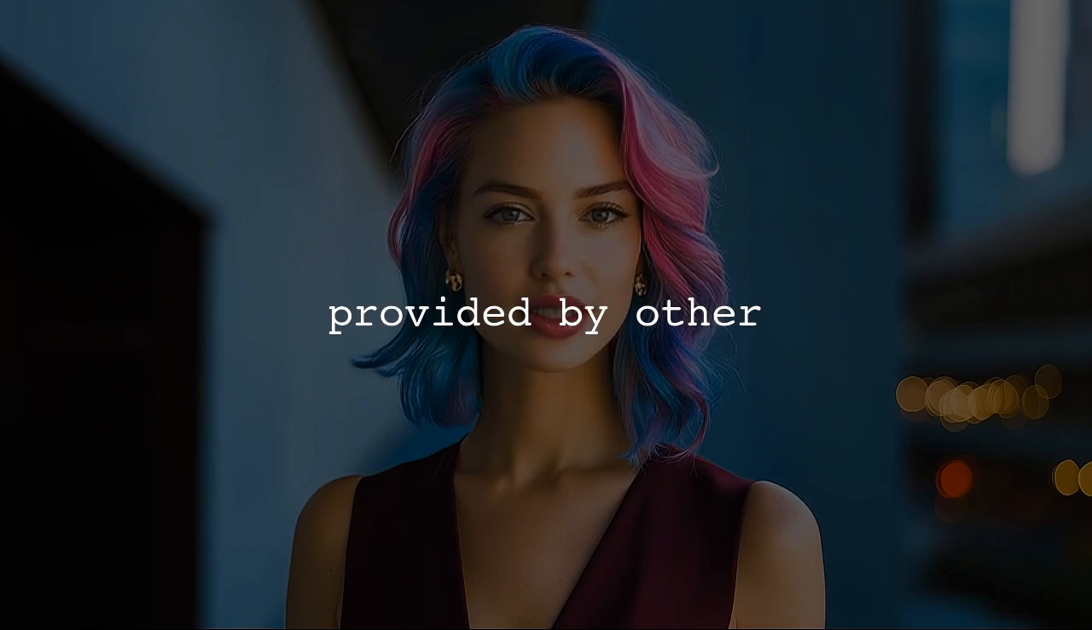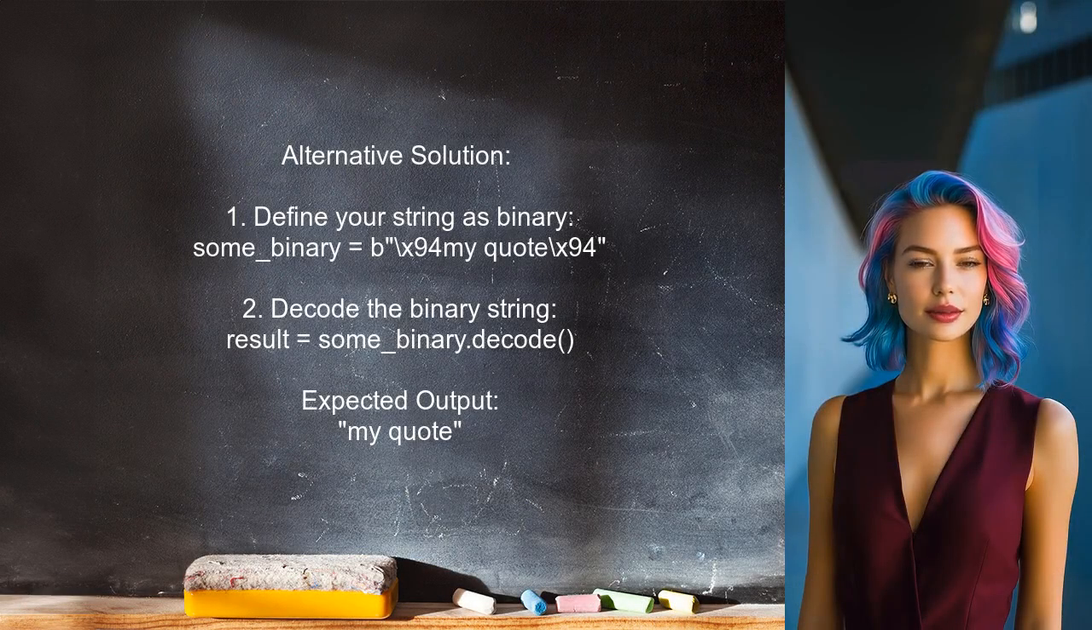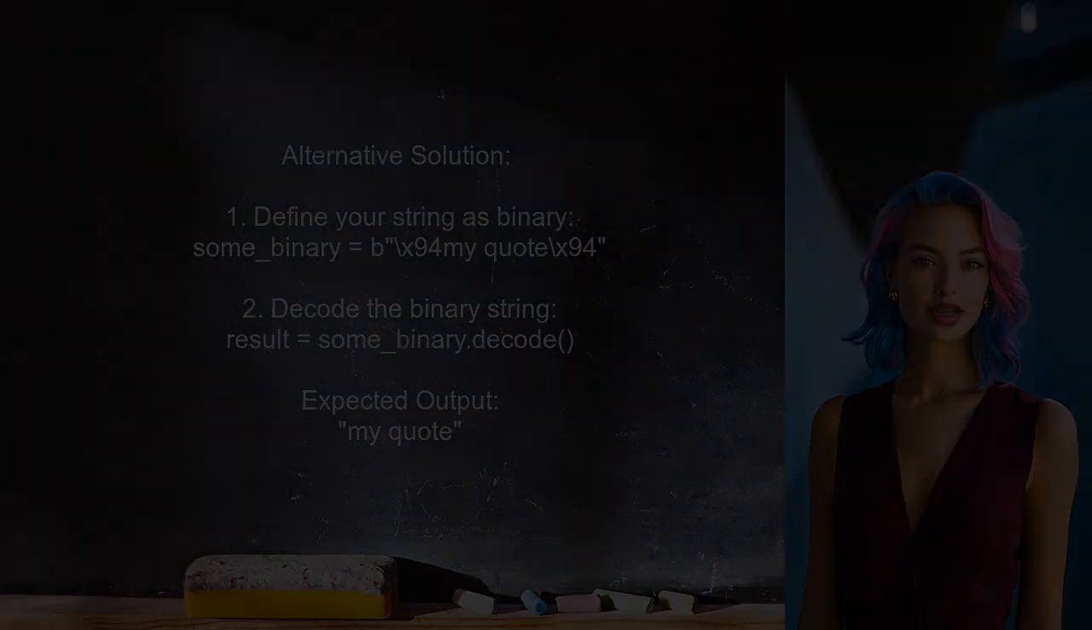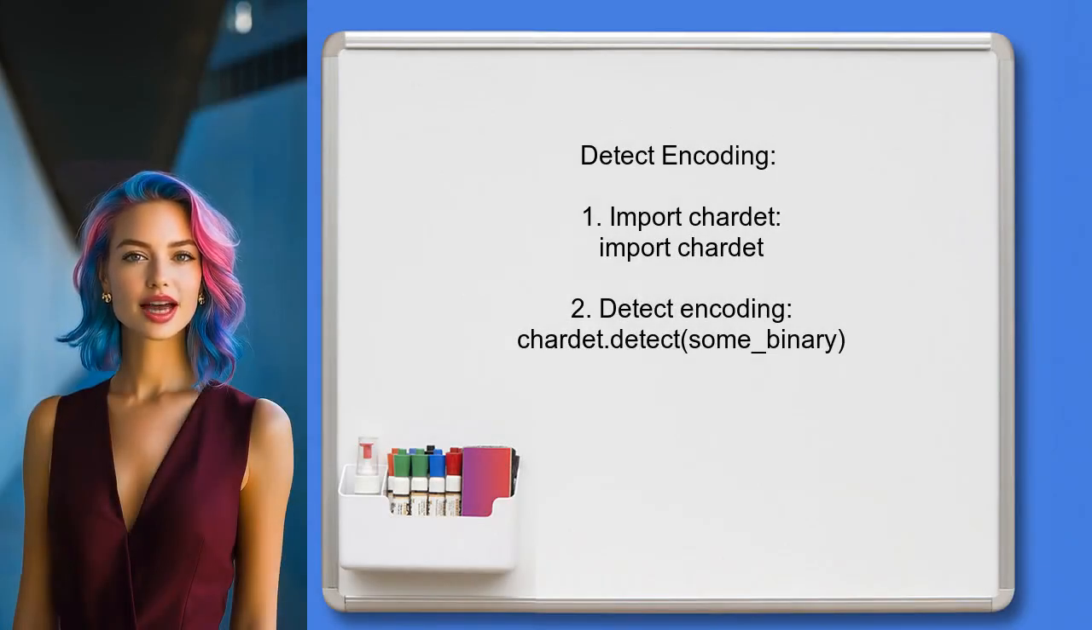Now let's look at the answers provided by other users. An alternative solution provided by another user suggests using the decode method on a binary string. They recommend defining your string as a binary variable and then decoding it to get the expected result. Additionally, if you're unsure about which encoding to use, they recommend utilizing the chardet library to detect the encoding automatically.